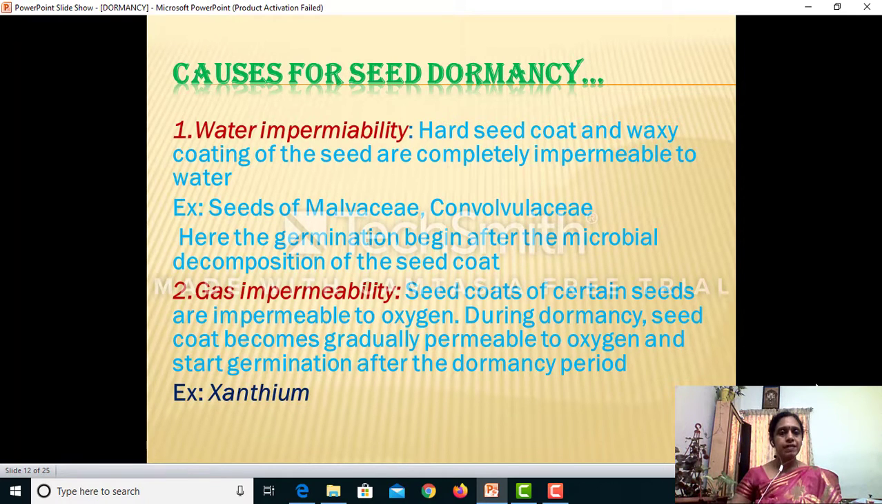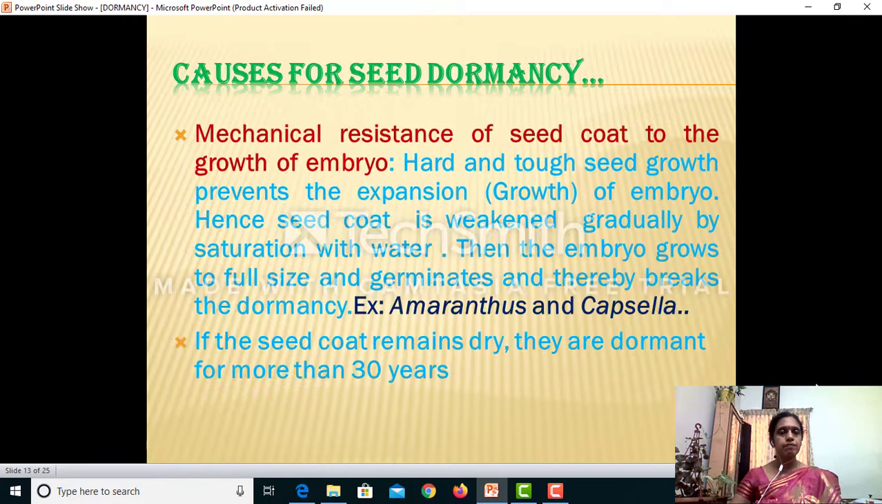Next one is gas impermeability. Seed coats of certain seeds, like Xanthium, are impermeable to oxygen. During dormancy, the seed coat gradually becomes permeable to oxygen and the seed starts germination after the dormancy period.